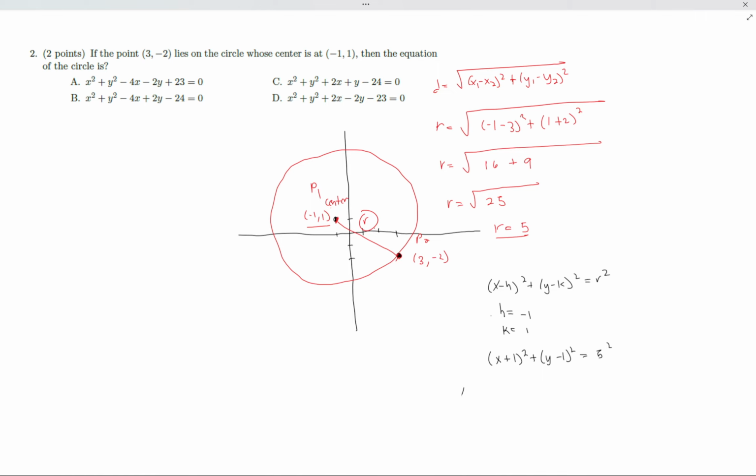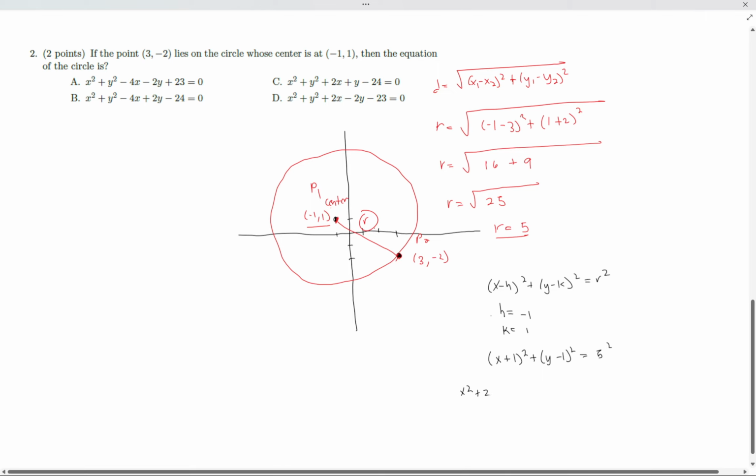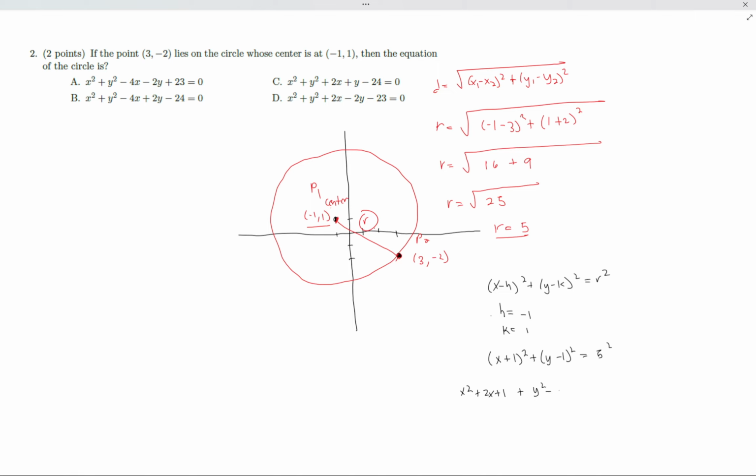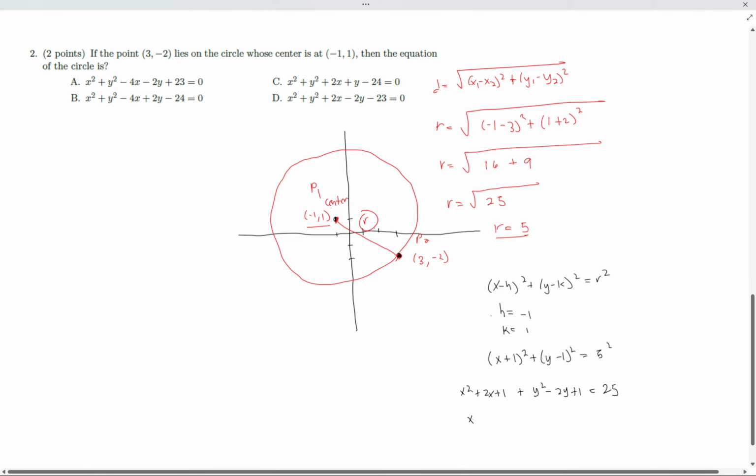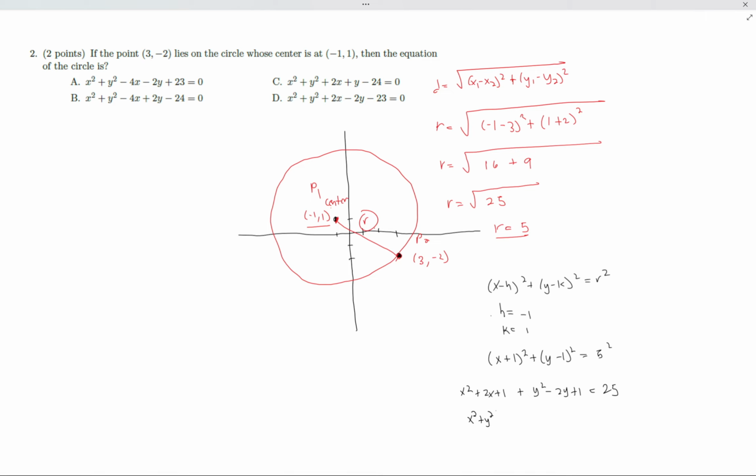So now this will become x squared plus 2x plus 1, and then the other one will become plus y squared minus 2y plus 1 is equal to 25. Now, I'm just going to rearrange the terms according to the preferred method of arrangement. Again, the choice of arrangement here is arbitrary. It's just depending on how we define the general form of equations for conic sections.